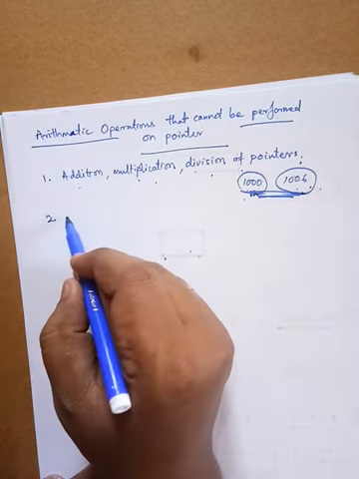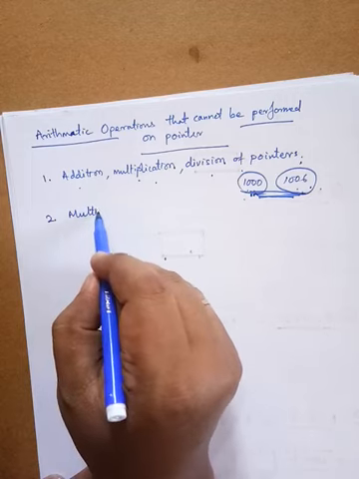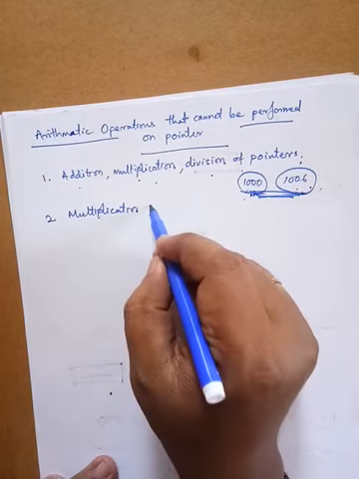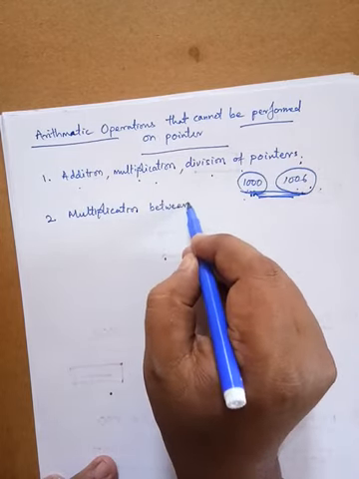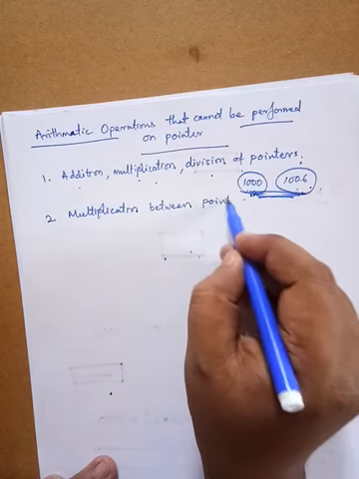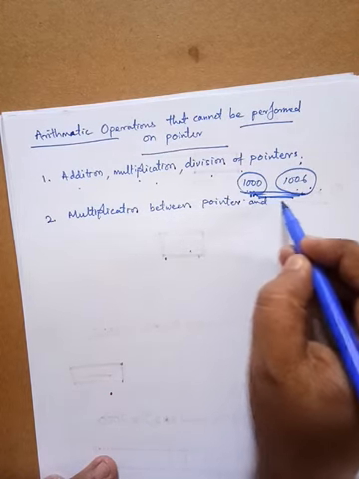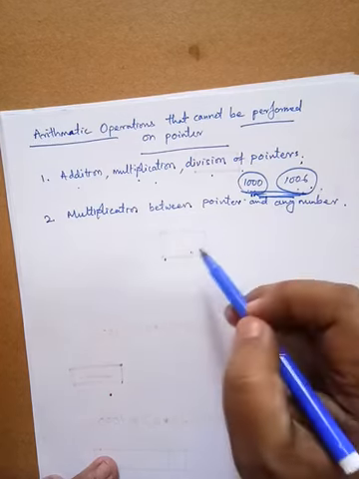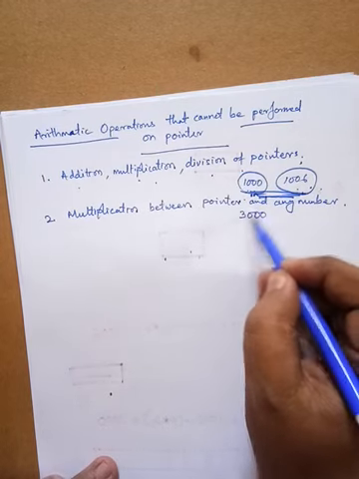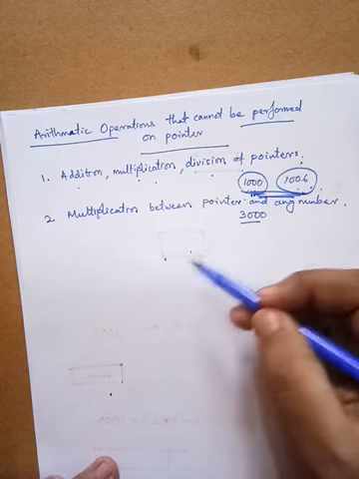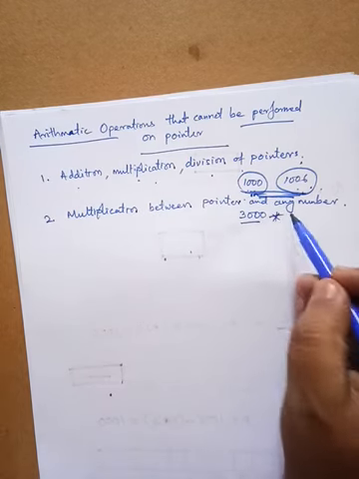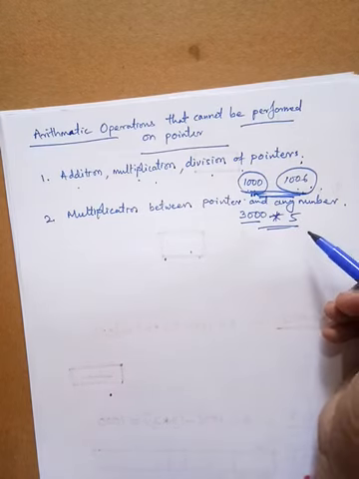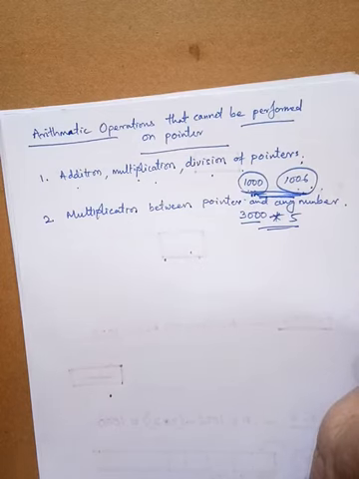Second one is multiplication between a pointer and any number. Here also there will be the same problem. Suppose the pointer value is 3000, the memory location is 3000. If you multiply with any number, suppose the number is 5, then the output will be 15,000. That location may not be present in the memory.